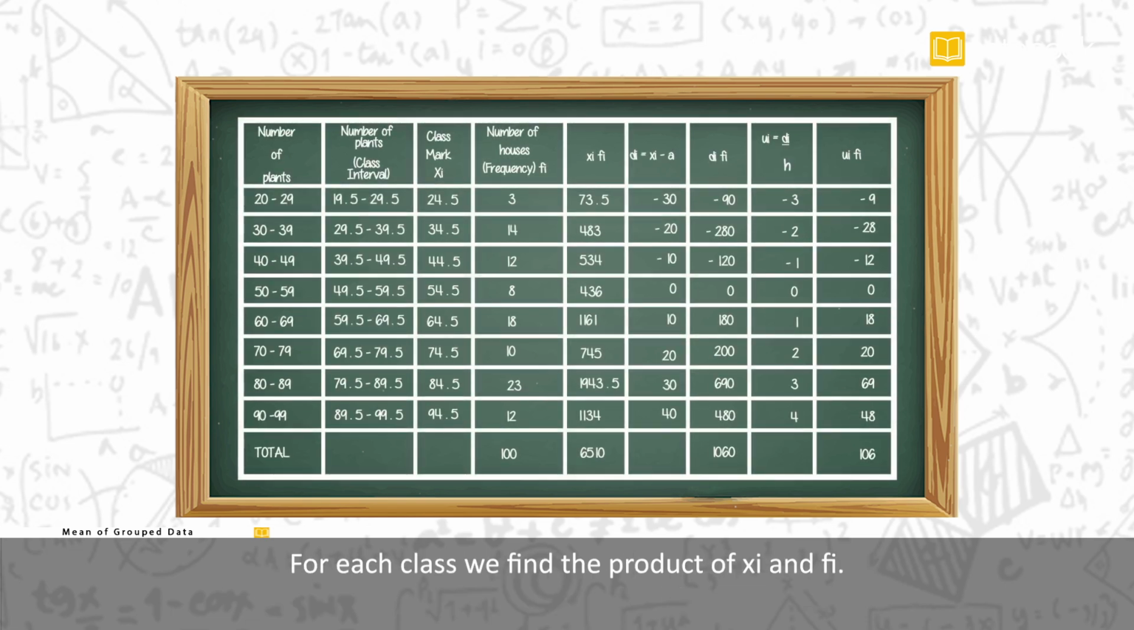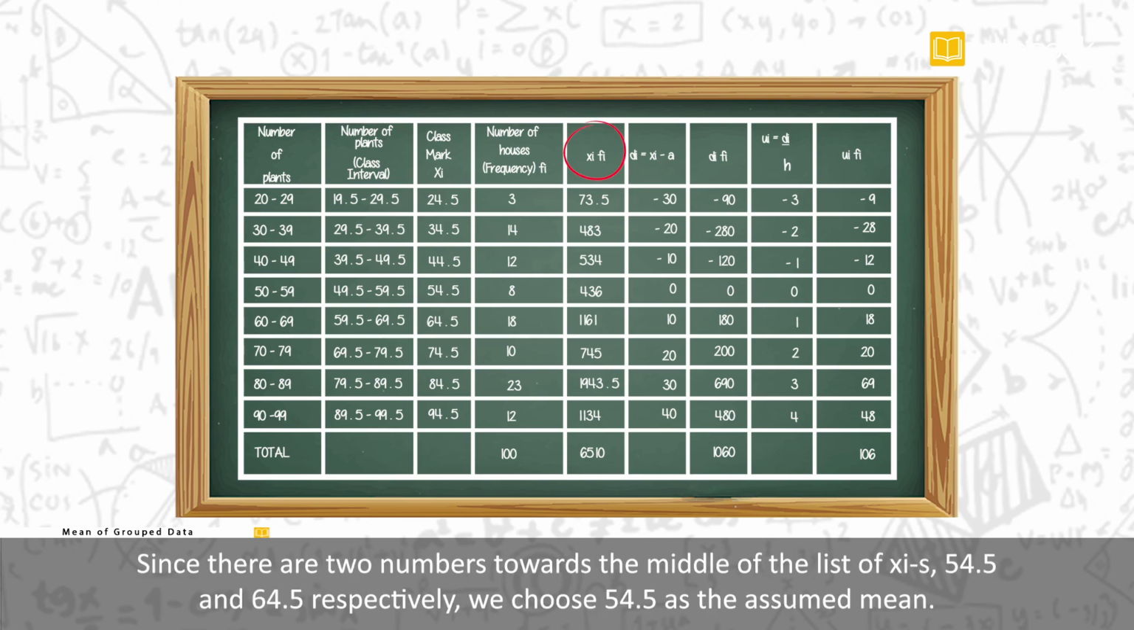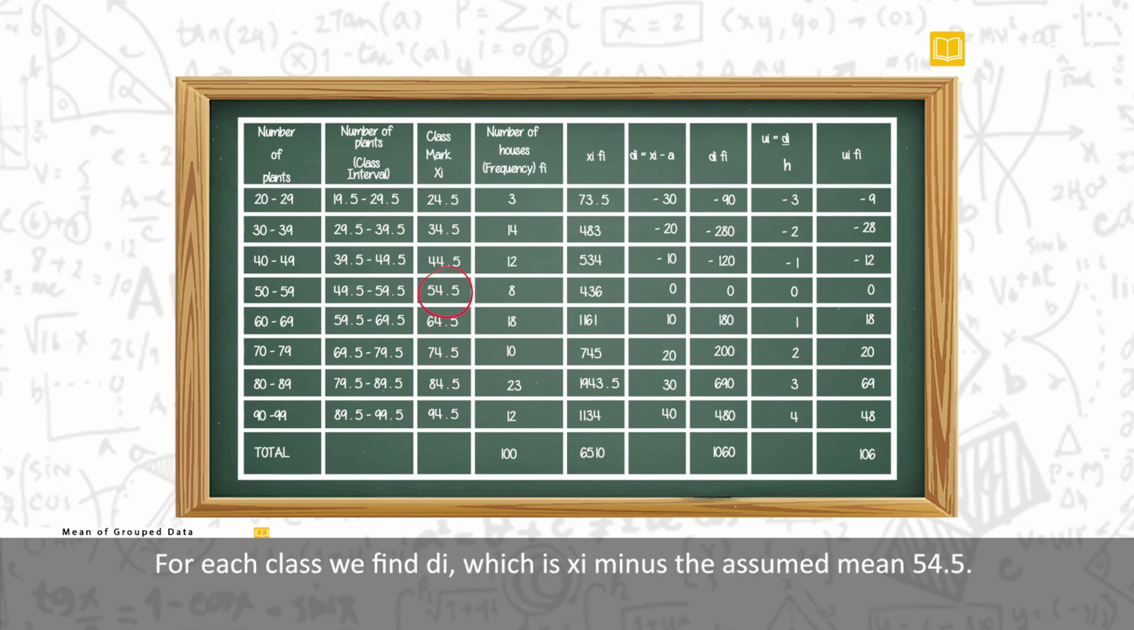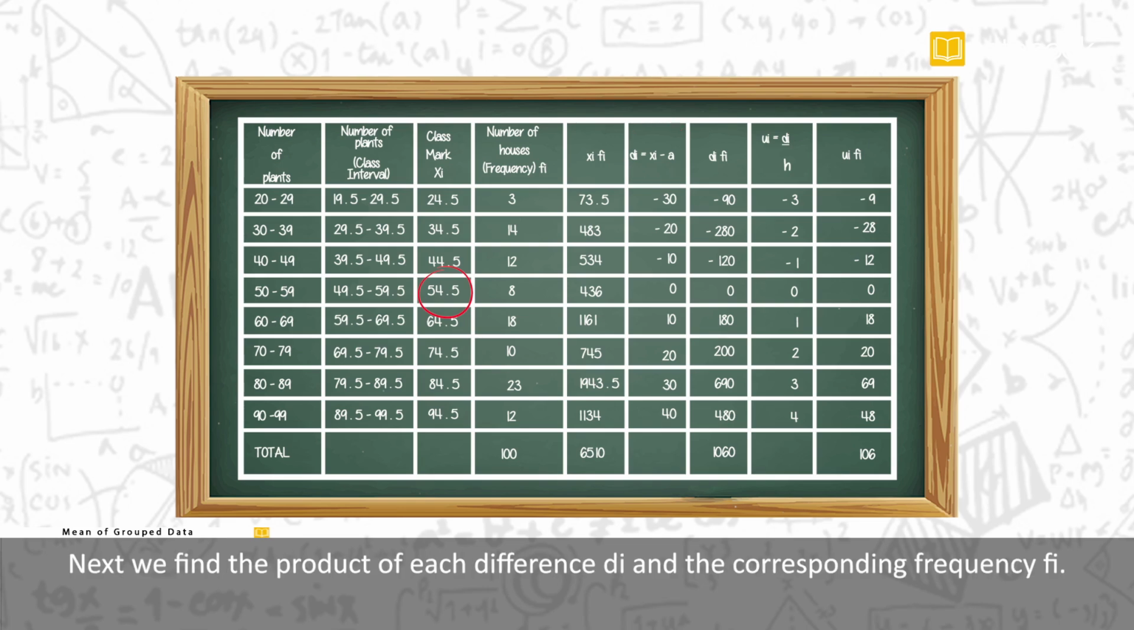For each class, we find the product of Xi and Fi. Since there are two numbers towards the middle of the list of the Xi's, 54.5 and 64.5 respectively, we choose 54.5 as the assumed mean. For each class, we find Di, which is Xi minus the assumed mean 54.5. Next, we find the product of each difference Di and the corresponding frequency Fi.